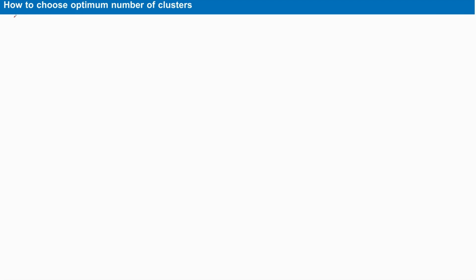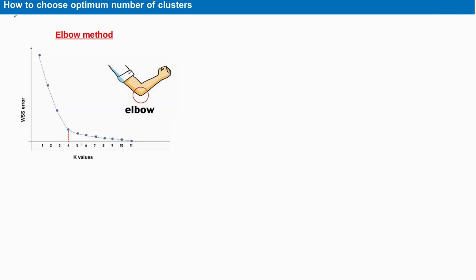The first method is called the elbow method. Inside the elbow method, first we need to choose a range of k, like from 1 to, for example, 11. And depending on this range of k, we need to plot the WSS error. So what is this WSS?